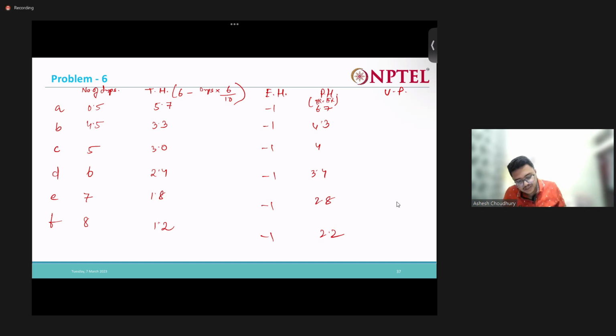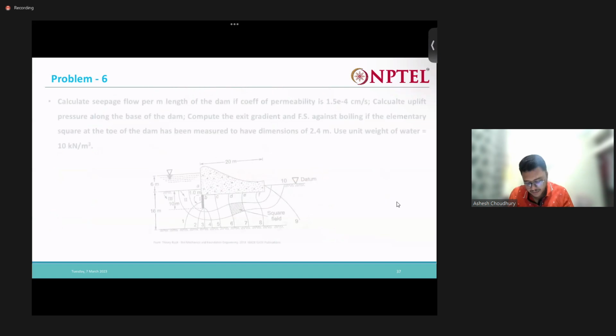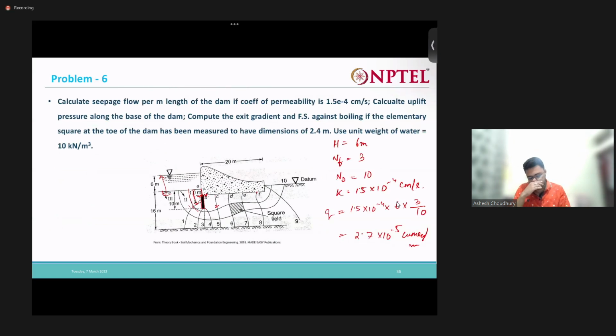So what is my uplift pressure? Pressure head into gamma W. But in the question it's told to us that you can take gamma W as 10. Okay, so 6.7 into 10, 67, 43, 40, 34, 28, 22. Okay, so we calculated the uplift pressures along the base.